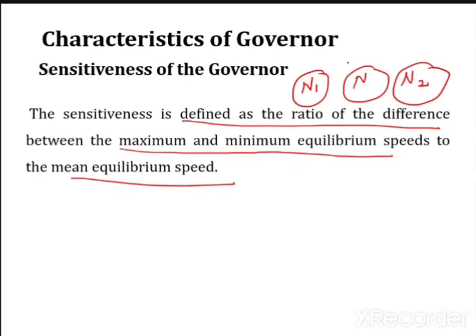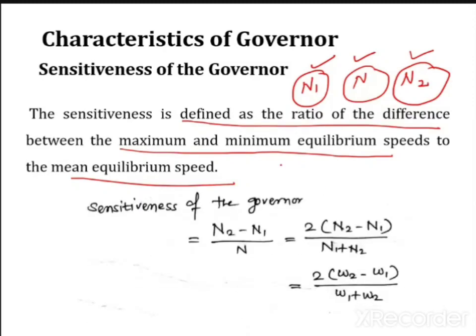Already we have calculated N1, we have calculated N and N2. Now basically, whether the governor is too sensitive, or less sensitive, or exactly sensitive, is what we require in a particular design, right? So that is all about the sensitiveness. So how do we mathematically define sensitiveness?